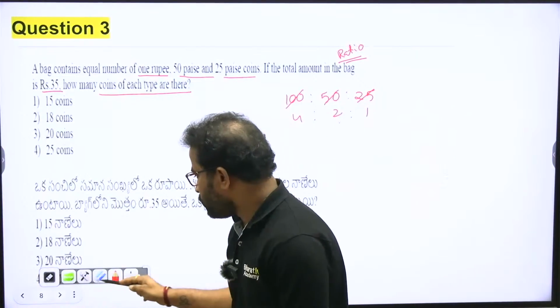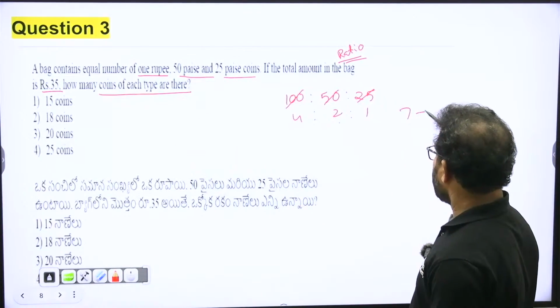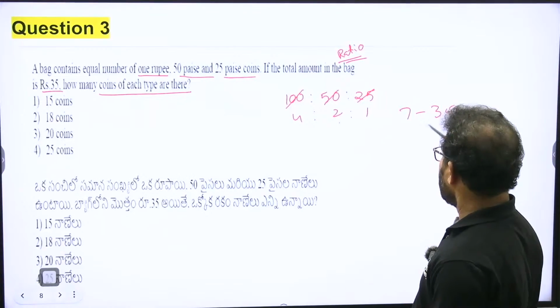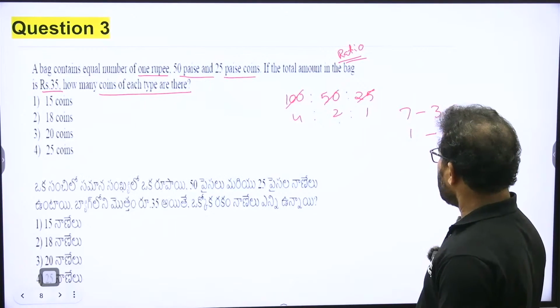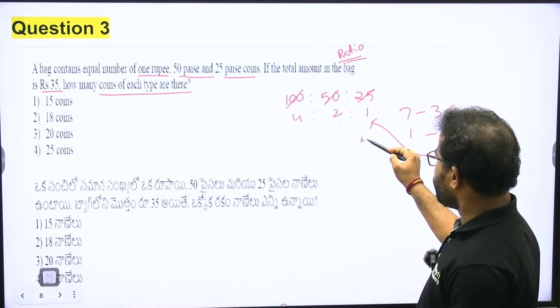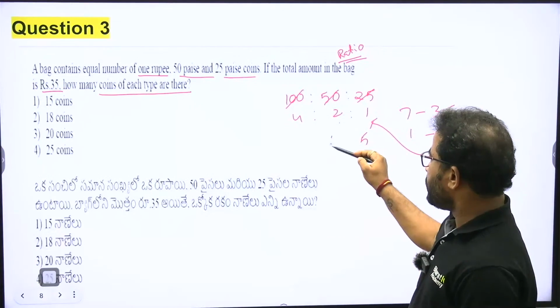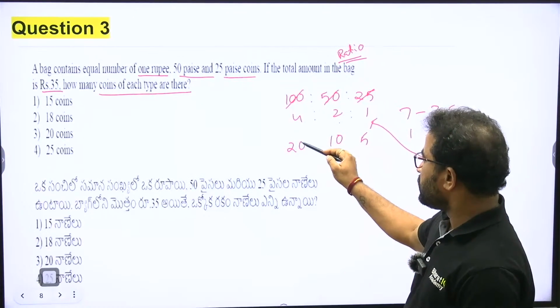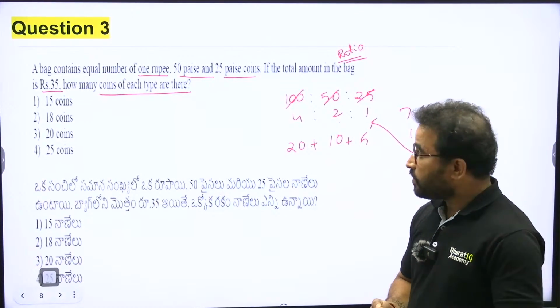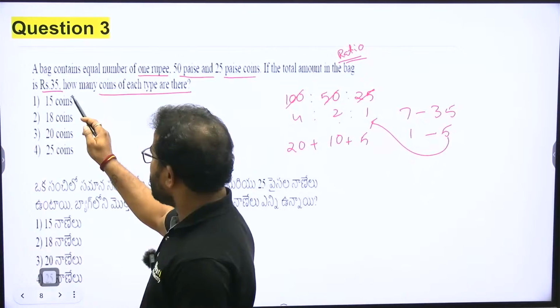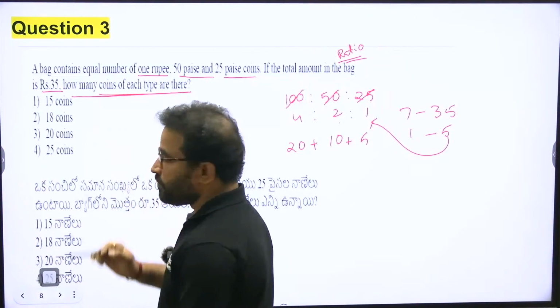Value is nothing but how much did we get? 7 unit value, we got 35. 1 unit is nothing but how much we got? 5 only. 25 paisa coins is equal to 5. 5 2s are 10, 5 4s are 20, the worth value is 20 plus 10 plus 5 here. But the question is asking to find out how many coins of each type there are.